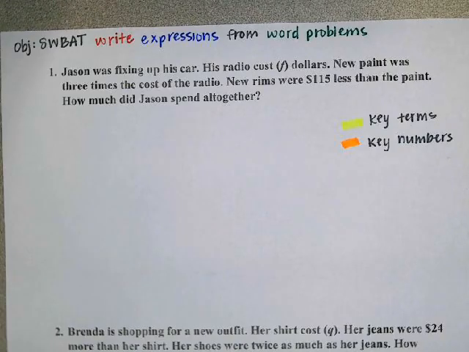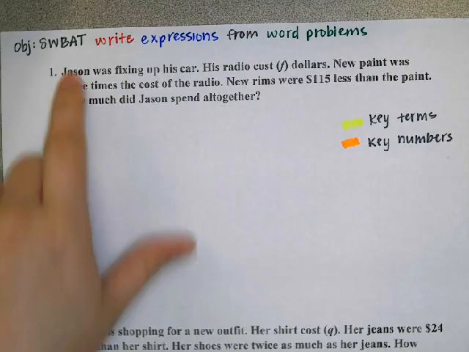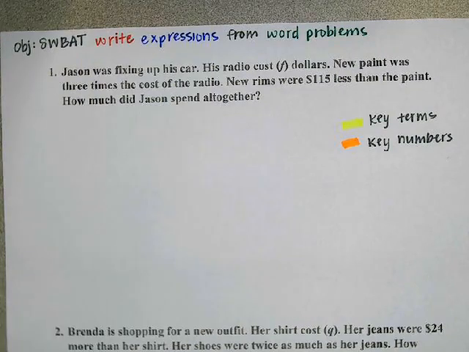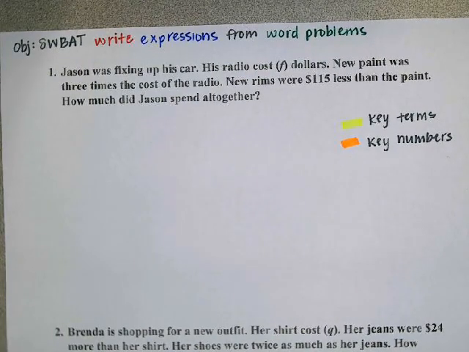So in this video we're gonna write expressions from word problems. So I'm gonna start with the first one. It says Jason was fixing up his car. His radio cost $F. New paint was 3 times the cost of the radio. New rims were $115 less than the paint. How much did Jason spend altogether?